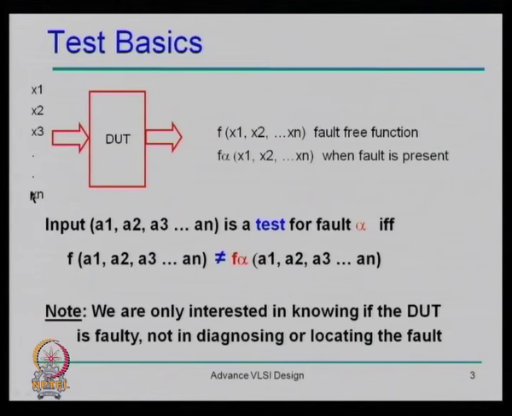to develop a test sequence that can detect all the defects, and one of the prime requirements is that an input x1 to xn can be the test for a given defect or given fault if it produces different output when there is a fault and without fault. That means the function should evaluate in a different way; that is the mandatory requirement.